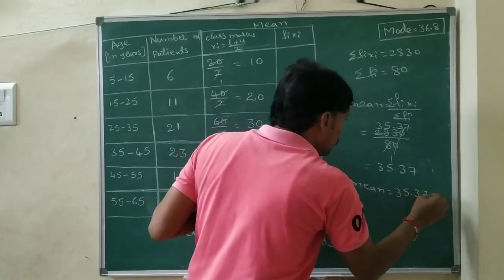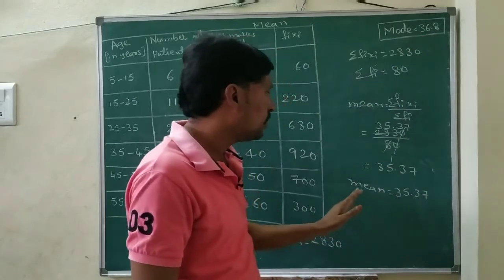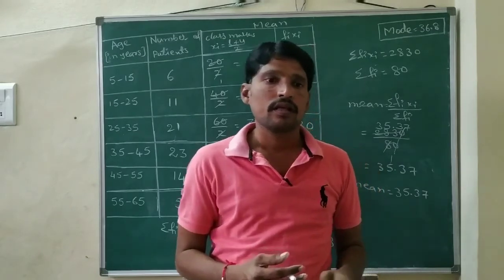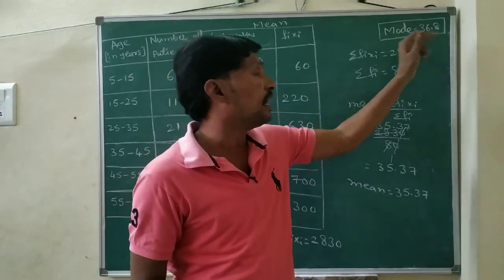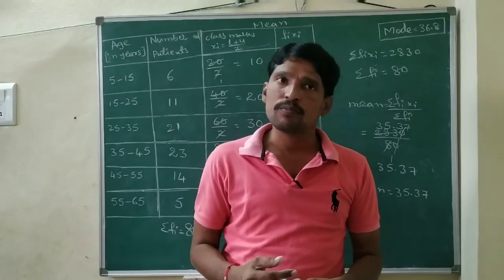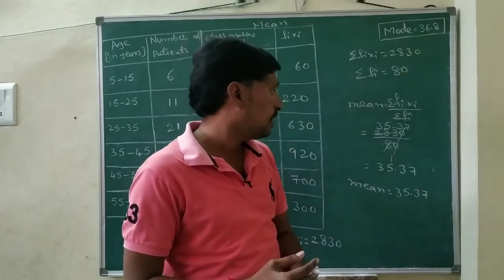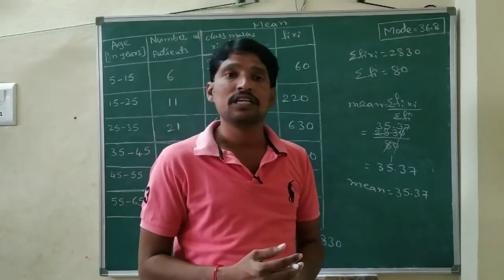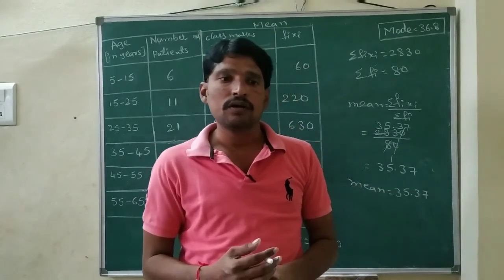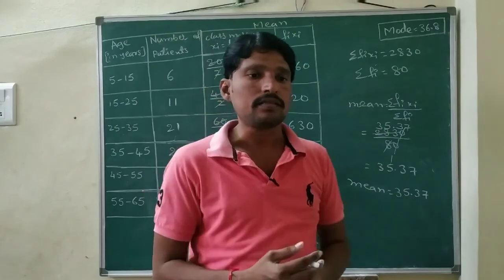So mean equals 35.37. For this data, we got the mode as 36.8 and the mean as 35.37. Interpretation of the data: the modal age is 36.8 and the mean age is 35.37 years. The maximum number of patients are at age 36.8, and the average age of the patients is 35.37. We observed here that the mode is greater than the mean.